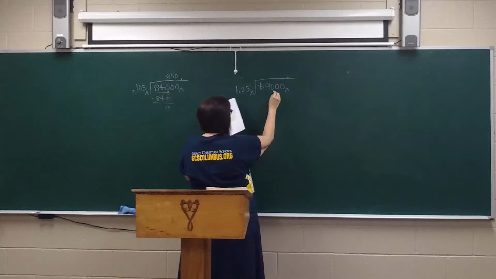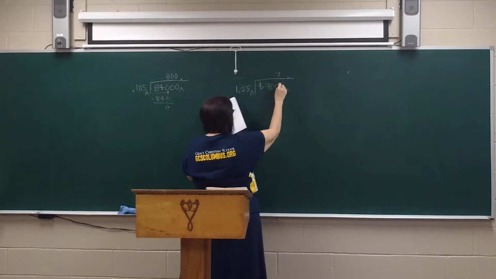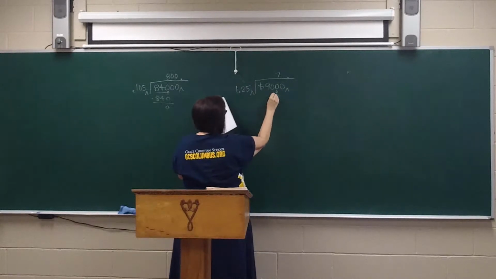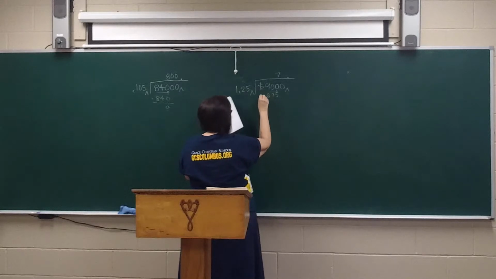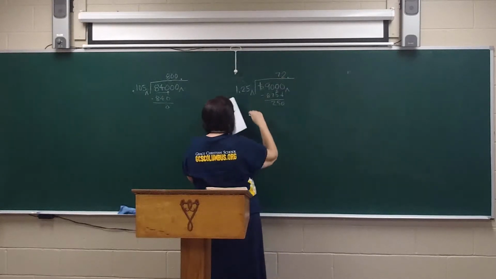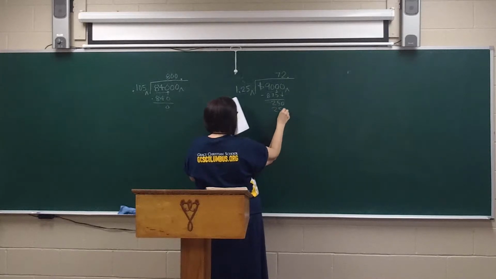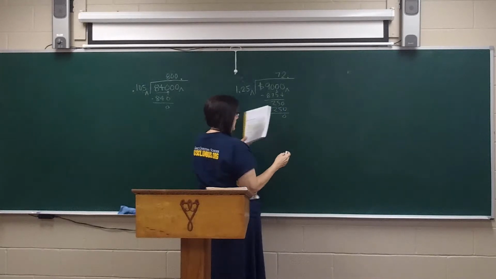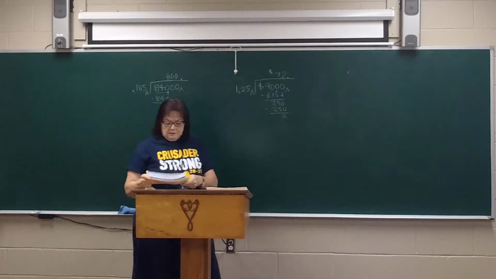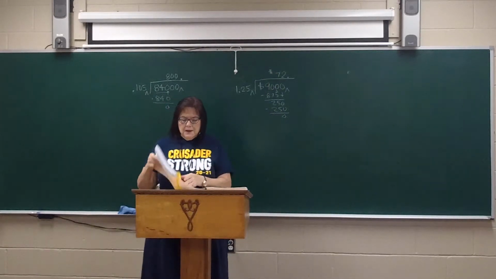75 won't go into 90, but it will go into 900, so your first number goes right here, and that's 7. 7 and 5 is 35. Take 75. It gives you 5 and 2. Bring down your 0. Losing it 2 times. 2 times that is 250. And this time, don't forget your dollar sign, because it is money. Alright, turn the page.